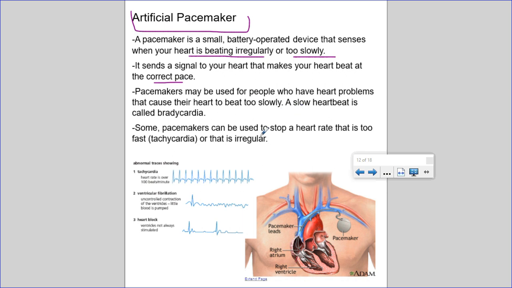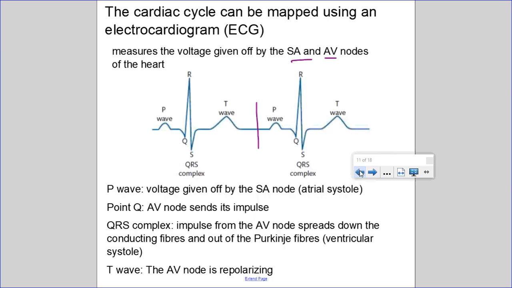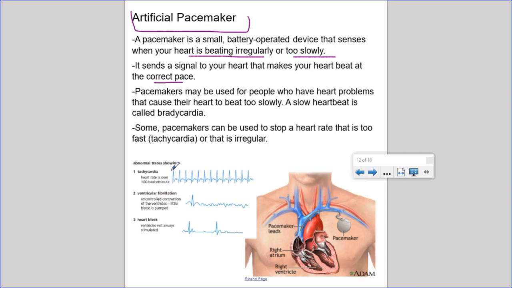Pacemakers may be used for people who have heart problems that cause their heart to beat too slowly. A slow heartbeat is called bradycardia. Some pacemakers can be used to stop a heart rate that is too fast or irregular, and that's referred to as tachycardia. So, if in the previous slide you had that normal ECG trace of the heart, with something like tachycardia you'd have shorter interspersed QRS complexes occurring very rapidly. That would indicate a heart that is beating very quickly.